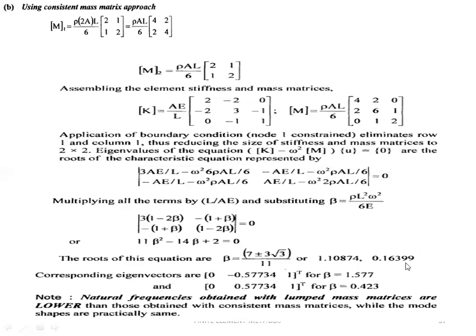Similarly, for 0.16399 you should also find the eigenvectors. And if you compare the natural frequency for both the lumped and consistent mass matrix approaches, the natural frequencies obtained with lumped mass matrices are lower than those obtained with the consistent mass matrix, while the mode shapes are practically the same. Thank you.